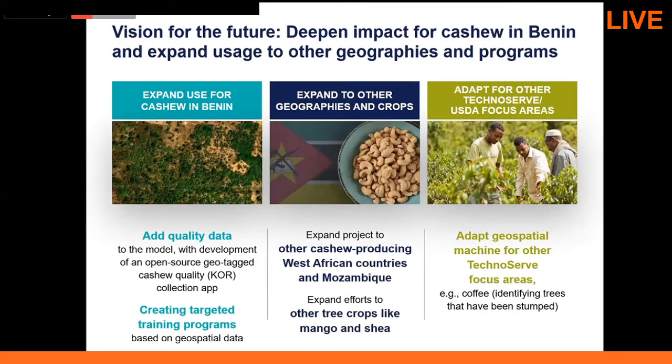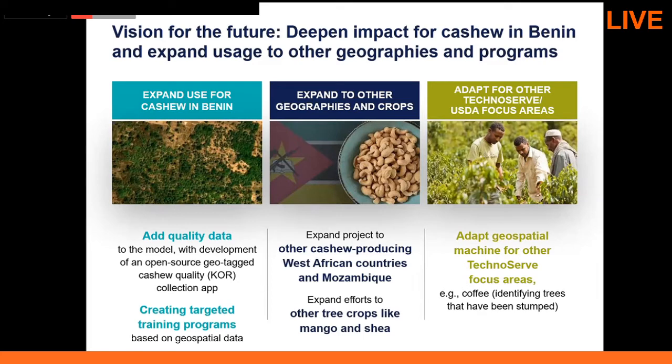Our overall vision with this is to be able to deepen impact for Cashew in Benin and expand to other geographies. So, we're planning on layering on quality data, which we'll talk a little bit about shortly, and our yields data, and create some targeted training programs. In addition to just knowing the area of cashew, we'd like to be able to identify the low yielding versus high yielding plantations, healthy versus unhealthy plantations, and actually use that to give an extension worker working in one community a map he can access from his smartphone and say, here's all the farms that need some attention in your area.